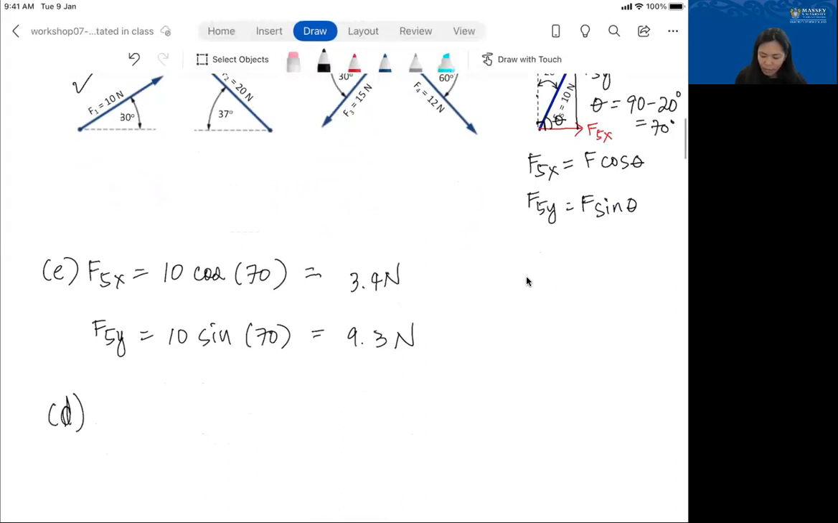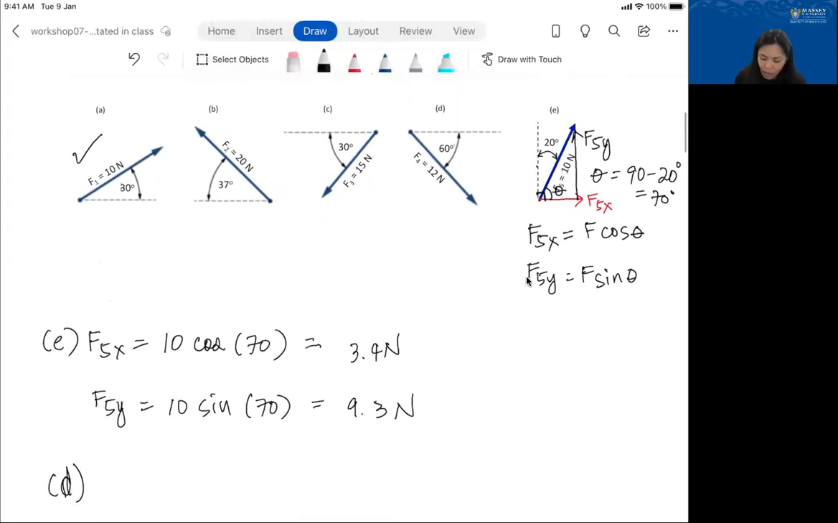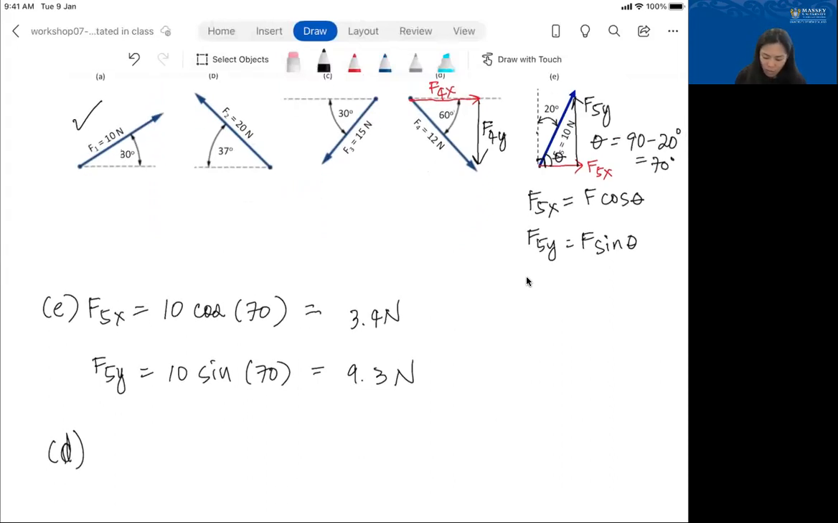I think we're working backwards now. For D, you have your x component F4x and your y component F4y. You also do the same thing. So F4x will be 12 cosine 60 degrees, because the angle 60 degrees is given relative to the x-axis. So you can just go right ahead and use it as your angle theta.